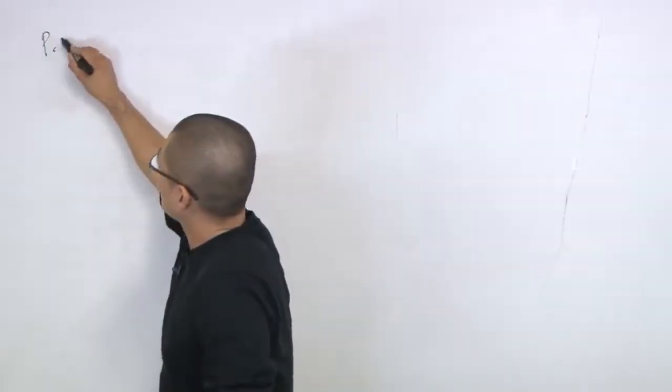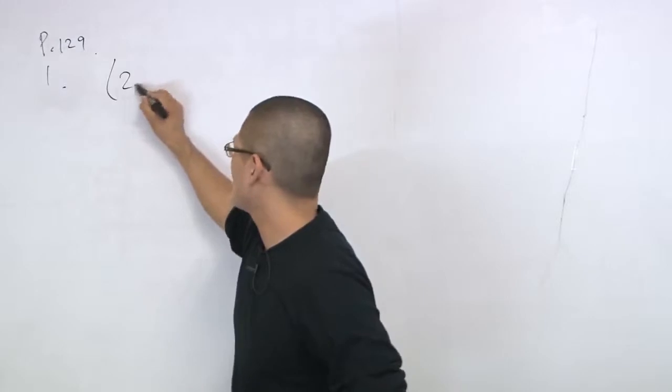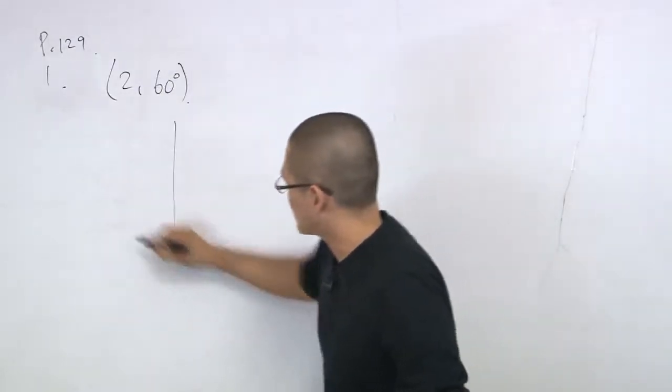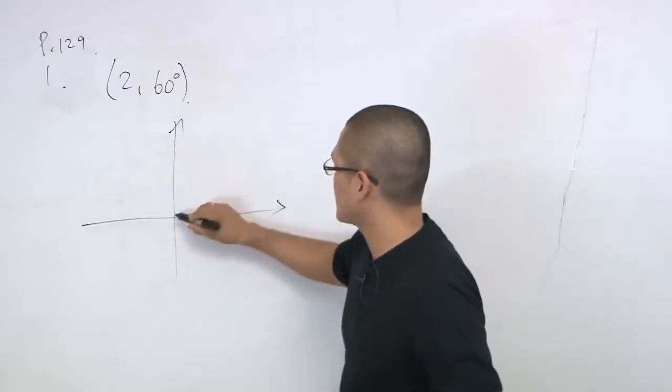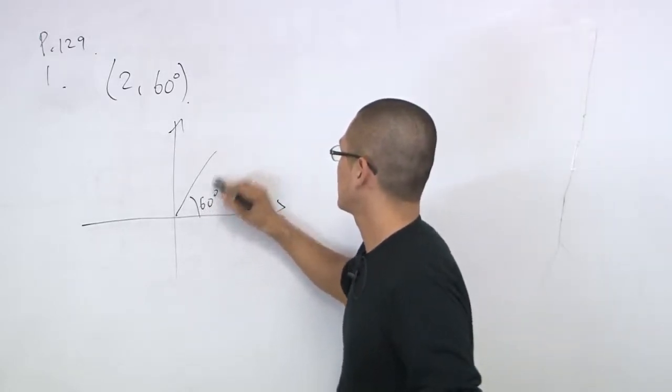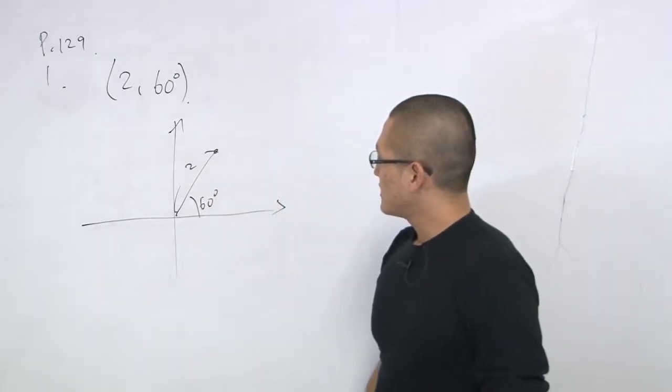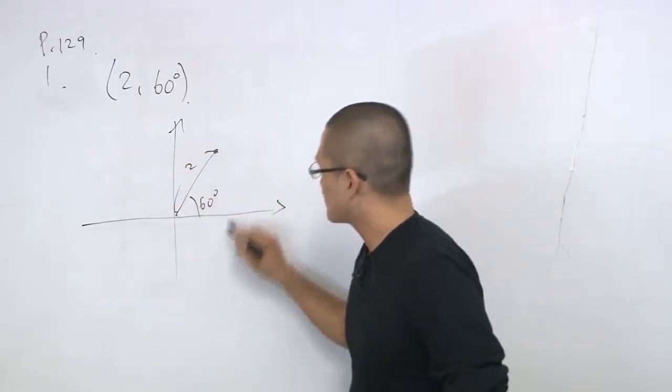So here we have page 129, number 1. They want you to express this 2 and 60 degrees using different polar coordinate notation. Alright, so 2 and 60 is over here, 2 length. Okay, we said before, even if I come around, it's the same, right?